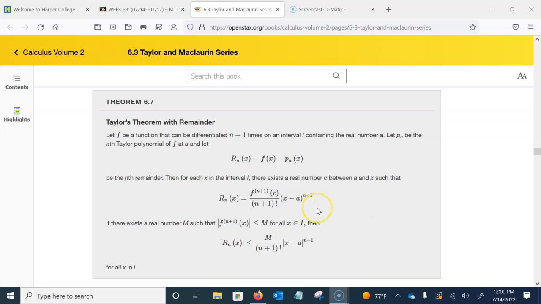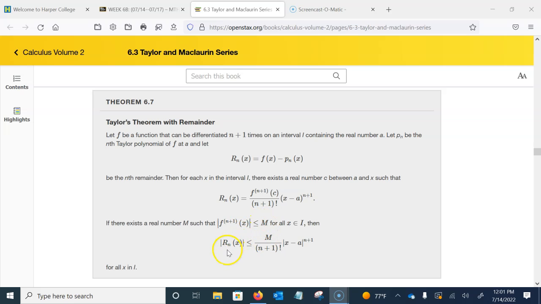All right, we're going to use Taylor's remainder theorem here to first estimate a function with a Taylor polynomial, and then use that Taylor polynomial to estimate a value for the function, and then thirdly, find an error bound for that estimation. So we're going to need this formula here to calculate the error bound.